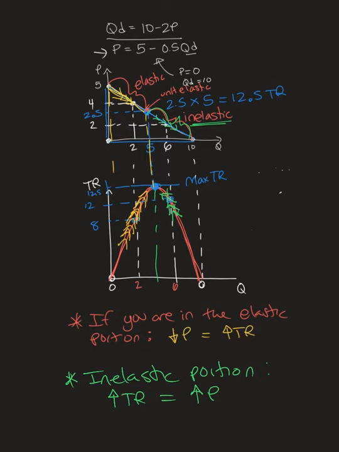And why does that happen? Well, in the inelastic portion, consumers are less sensitive to the price change, and therefore they don't react as much in terms of reducing their quantity demanded. And in the elastic portion, consumers are very responsive and therefore will respond a lot when the price changes, so reducing the price will induce them to buy more units.